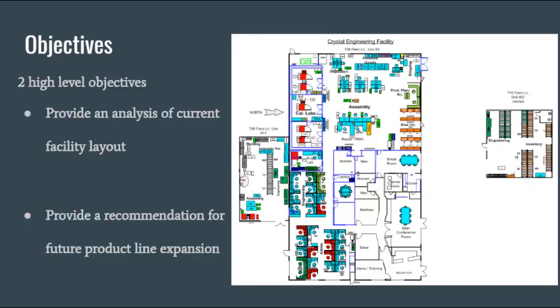The high-level objectives for this project are outlined as follows. We will provide an in-depth analysis of the current facility layout that will involve understanding the processes for each product line. After gathering an understanding of the production strategies and processes, we will provide several facility redesign layouts that incorporate engineering tools and principles.